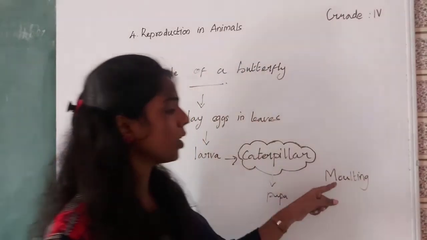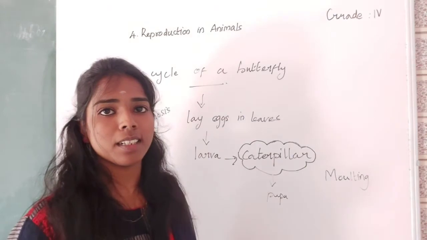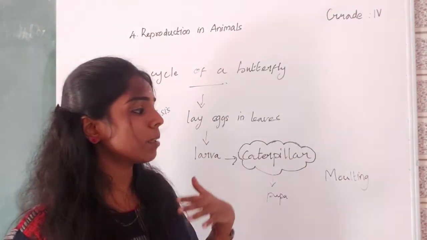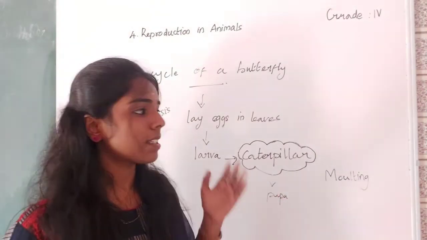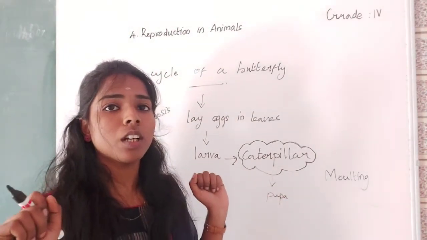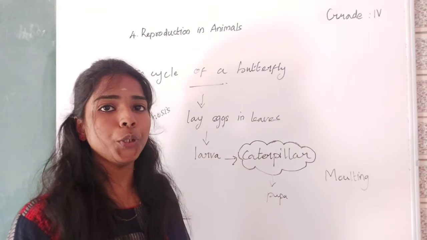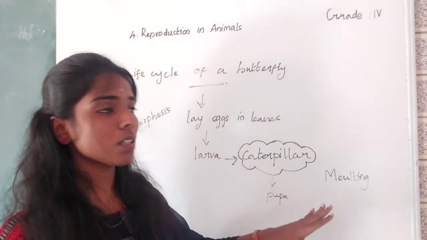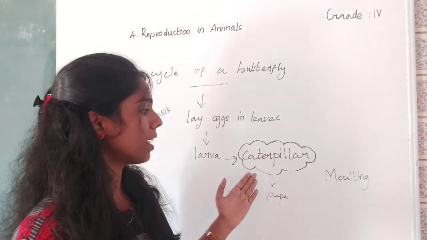So we know the meaning of this word molting, isn't it? Because we learned that in the 3rd chapter. There we learned about the snakes. The snakes also shed their old skin and grow a new one. That process is called molting. So the same process also happens here.